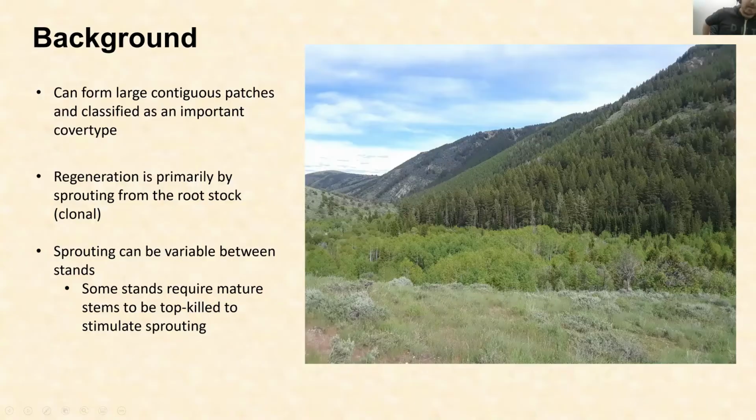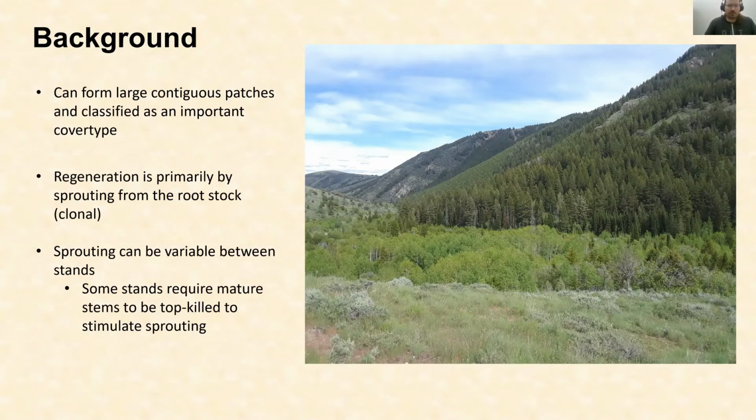Okay, so a little bit of background. If you're not familiar with aspen, it is a pretty interesting organism, and it is considered an important cover type, especially in the Western United States, because it forms these pretty nice, large, attractive, contiguous stands, which break up the landscape and create their own little ecosystem.